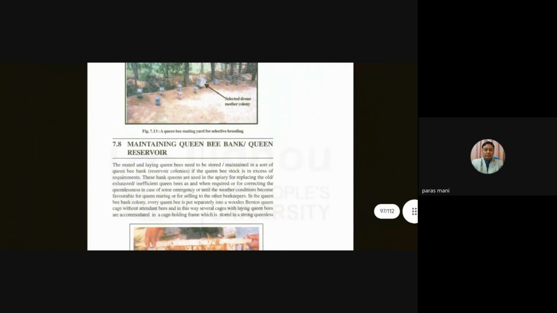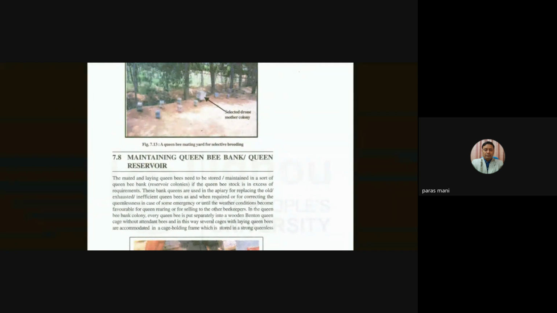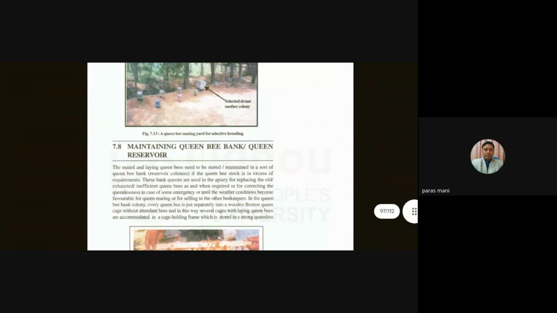And maintaining the queen bee bank or reservoir is very important. We know that the earlier we separated the good characters, meaning colonies with good traits, those will be separated and kept as breeder colony. Such a breeder colony is used for multiplication of the next generation of queen bees, and such queens will be maintained in the reservoir, in such a queen bee bank.